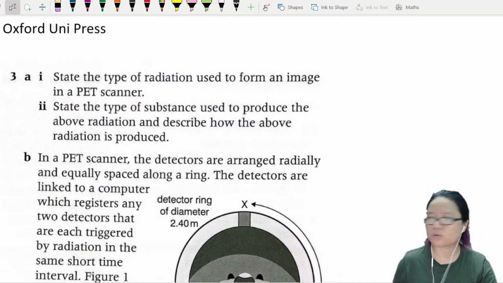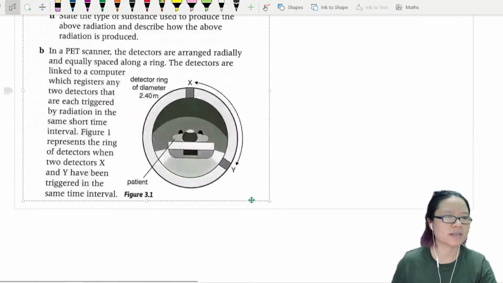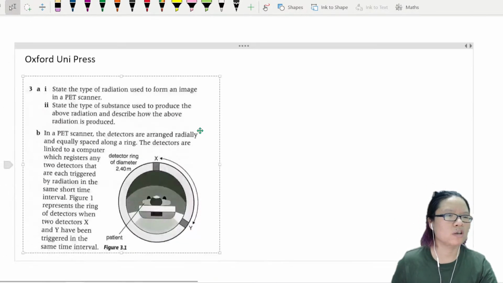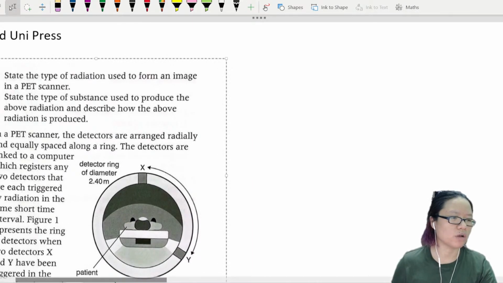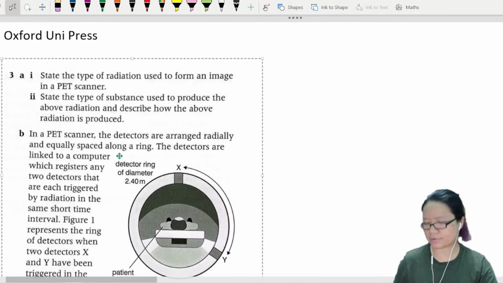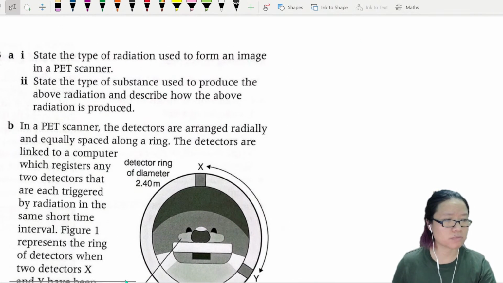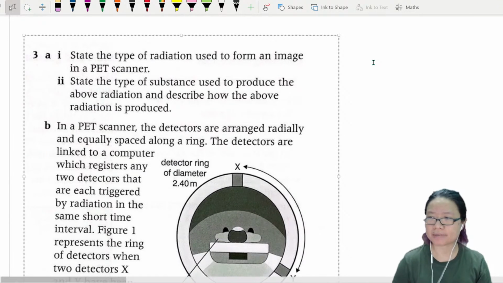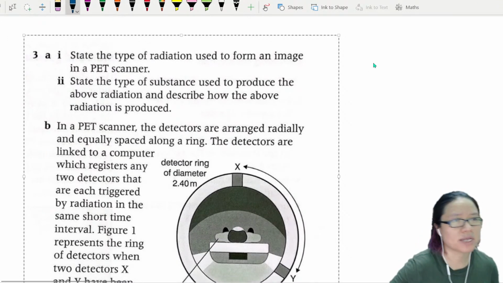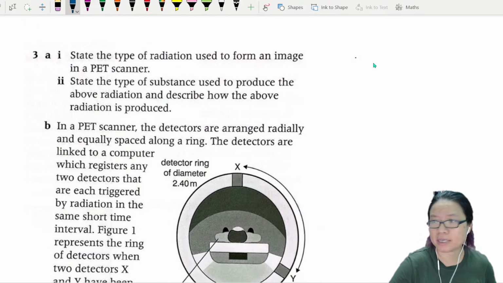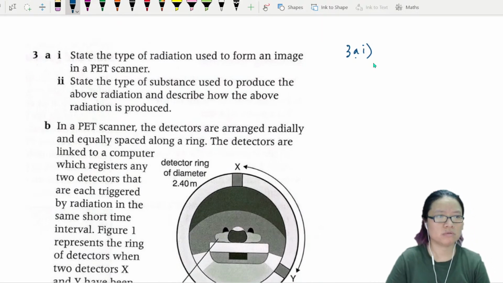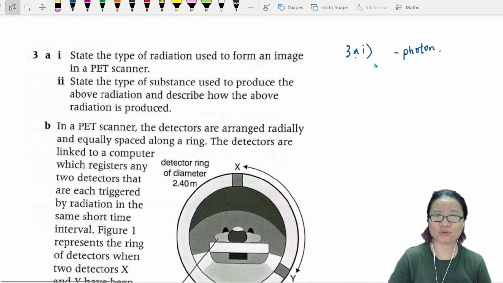All right, so the questions are not hard. It's just standard. They'll ask for certain facts, and then you recall them and you explain. So let's look at 3A part 1, but make sure it's big so you can see. State the type of radiation used to form an image in the PET scanner. Gamma photon. Okay. Part 2.